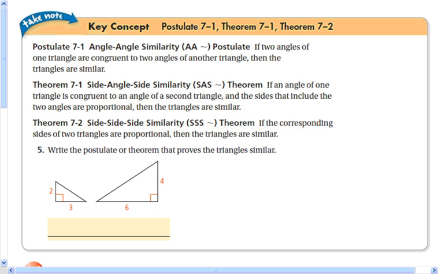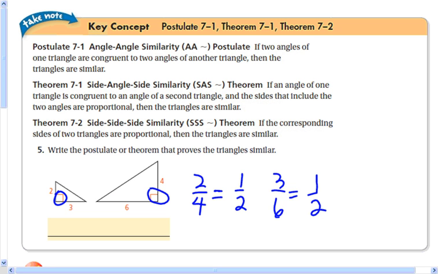So here we have 2 corresponds to 4, which is 1/2, and 3 corresponds to 6, which is also 1/2. And we also know that all right angles are congruent, so we have that these two triangles are similar by side-angle-side similarity.